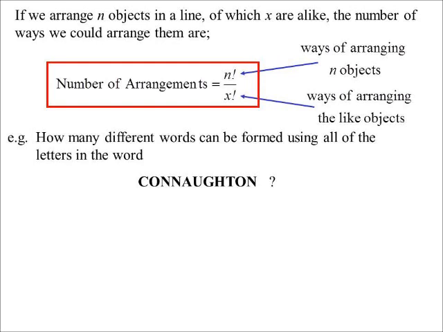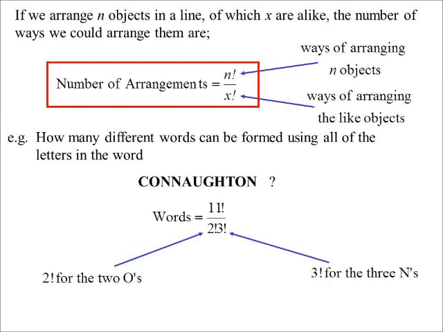So if they were all different, it'd be 11 factorial. So we have got 3 n's, so we divide by 3 factorial, and we've got 2 o's, so we divide by 2 factorial. All the other letters just appear once. There we go. We end up with a lot of different words. Your challenge now is to find them. Whew, imagine how long that would take.